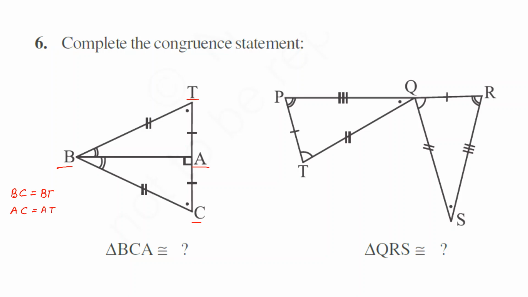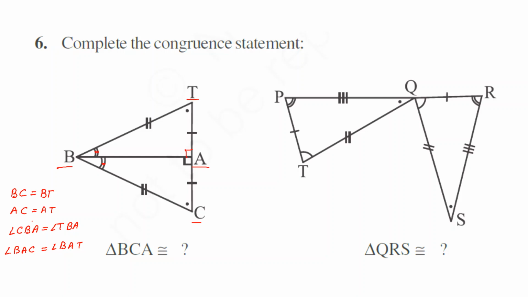Then these two equal angles. So we have angle CBA is equal to angle TBA. And on a straight line, if this angle is 90 degrees, we know that this angle will also have to be 90 degrees to make it a straight line. So we also have angle BAC is equal to angle BAT. So these are the things which are already given in the question.